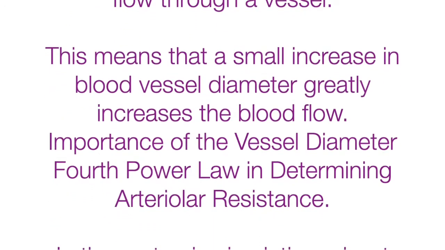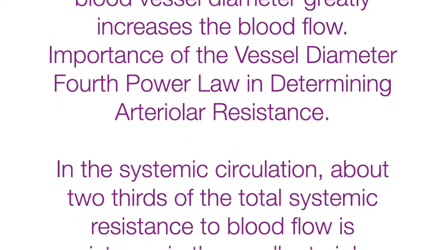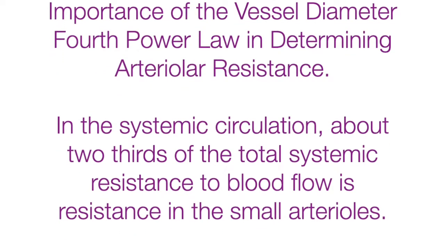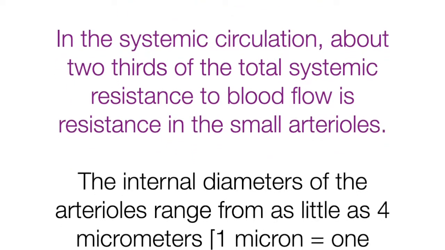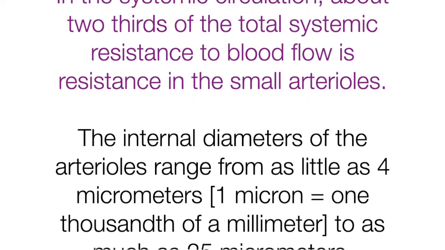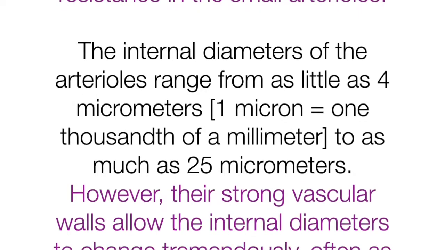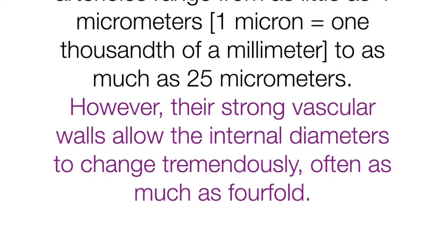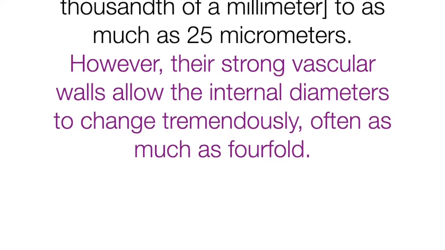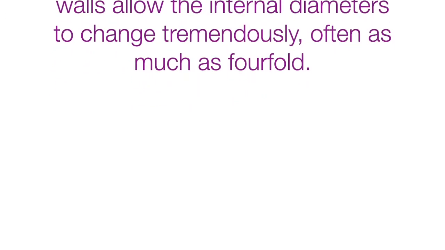Importance of the vessel diameter, fourth power law in determining arteriolar resistance. In the systemic circulation, about 2/3 of the total systemic resistance to blood flow is resistance in the small arterioles. The internal diameters of the arterioles range from as little as 4 micrometers, 1 micron is 1,000th of a millimeter, to as much as 25 micrometers. However, their strong walls allow the internal diameters to change tremendously, often as much as 4-fold.